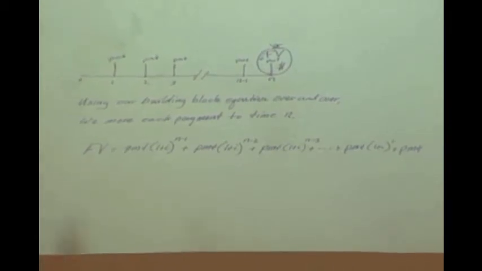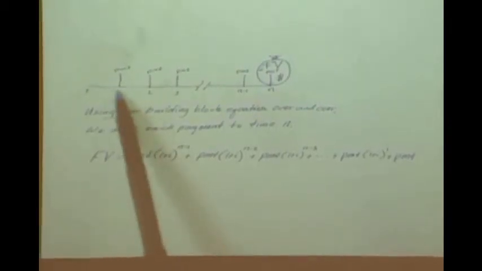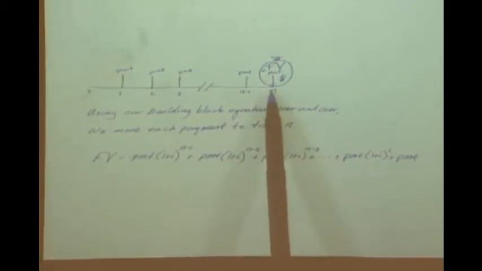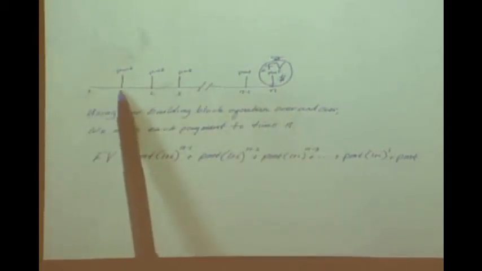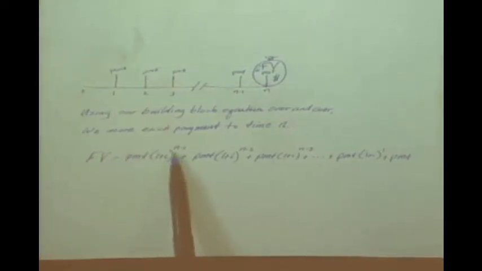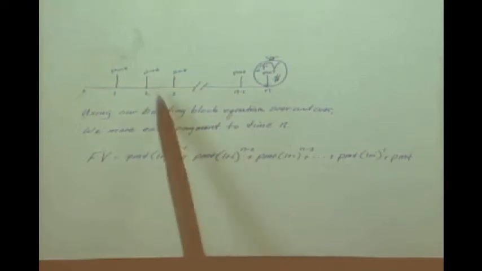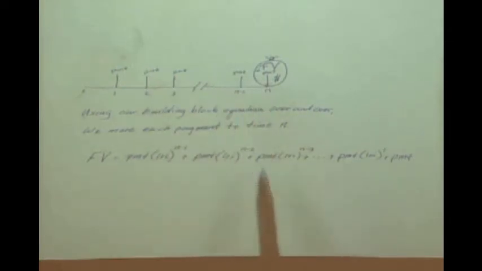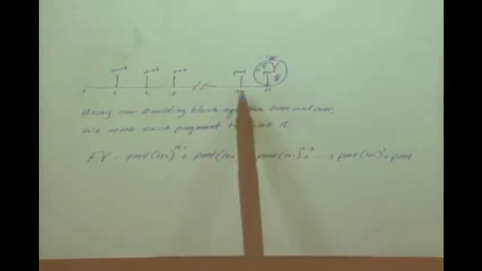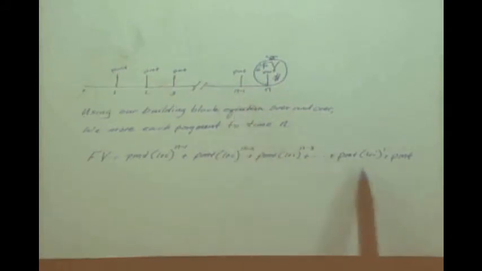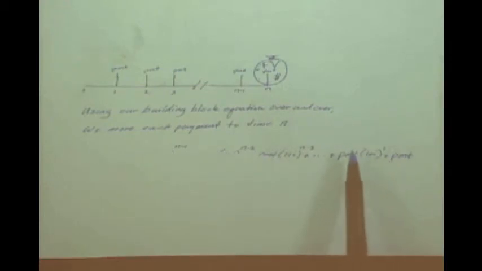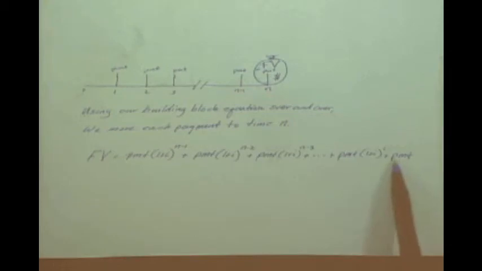What we're doing is taking this very first payment and moving it to time n. Since the first payment is at the end of the first period, we will be moving it forward in time n minus 1 periods. So we'll move it from here to here. The second payment will move forward in time n minus 2 periods. The third payment n minus 3 periods, and so on. This second to last payment, we only have to move forward 1 period in time. And the last payment is sitting exactly where we want it to be, so it doesn't earn any interest.